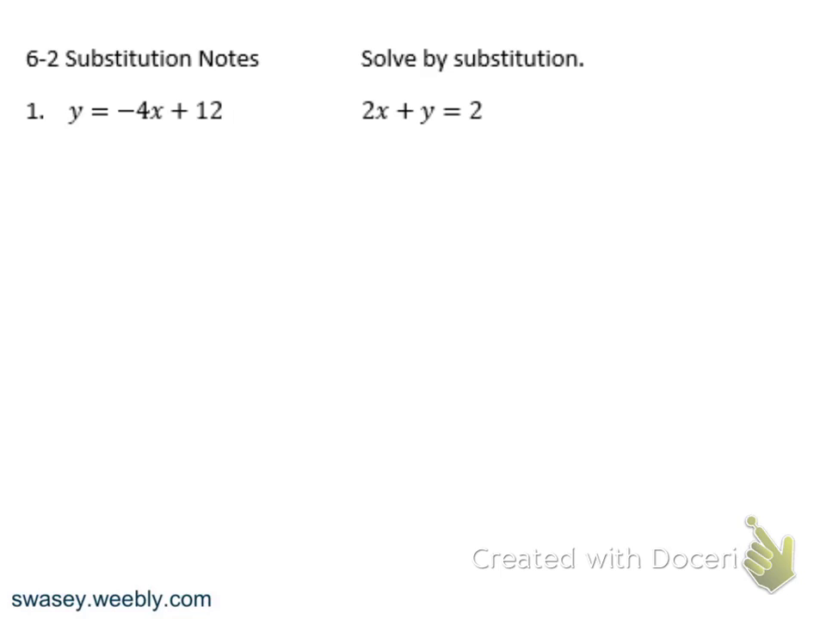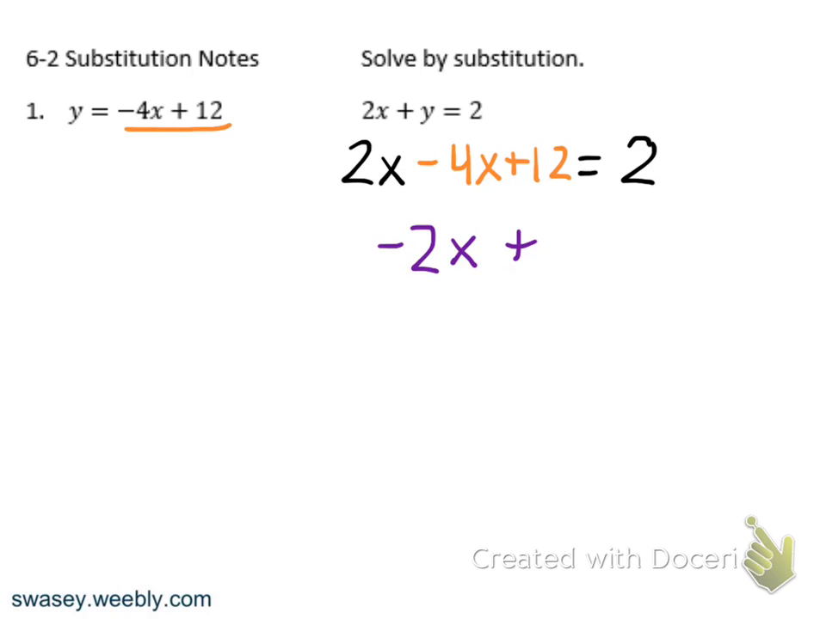Now y equals negative 4x plus 12. Because they're equal, they have the same value, we can replace y in the second equation with that expression. So in place of y, we're going to put negative 4x plus 12. Now we've got some like terms we can combine on the left side. 2x minus 4x is negative 2x. Still have the plus 12.